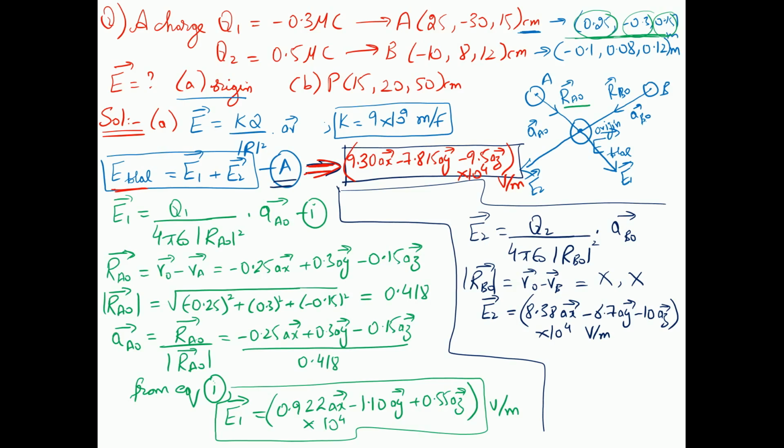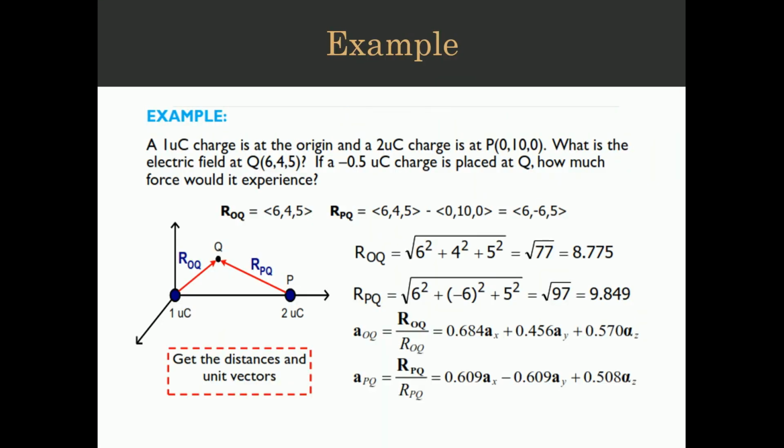So this was an example giving us a further understanding of how to use the principle of superposition to find the total electric field of a system of charges or discrete charges. Let us look at another example. This time we'll just go over this example. It is along the same lines as what we saw previously.